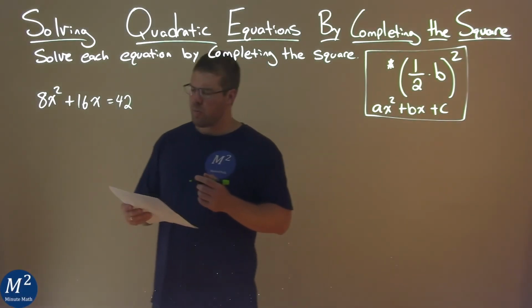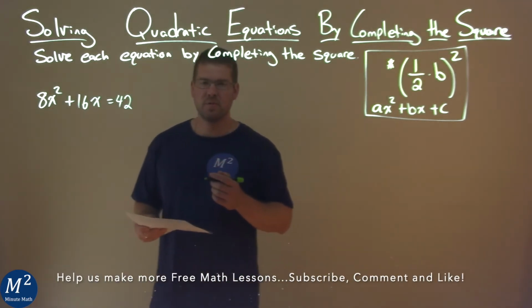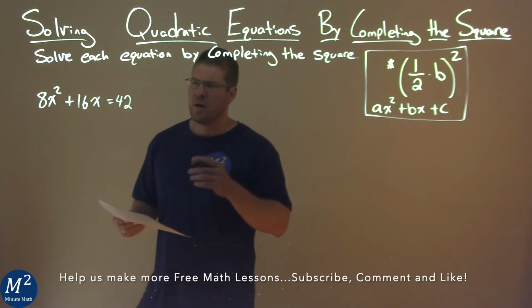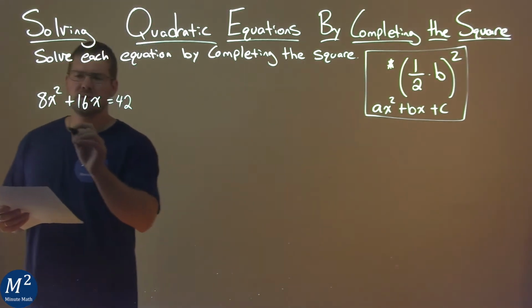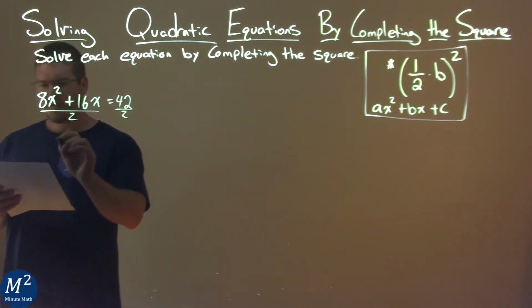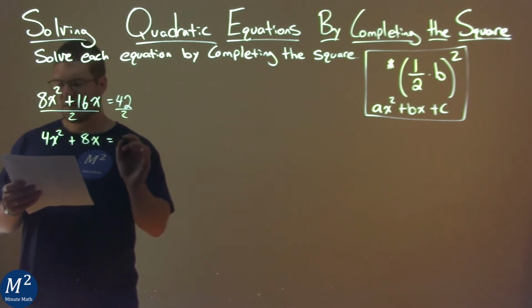We're given this problem right here. 8x squared plus 16x equals 42. And we need to solve this by completing the square. One thing I notice is each one of these coefficients is divisible by 2. So I'm going to divide both sides by 2. I'm left with 4x squared plus 8x equals 21.